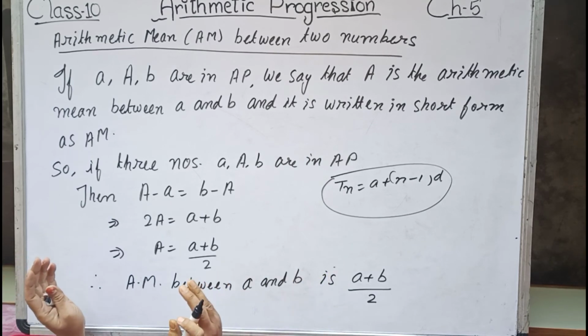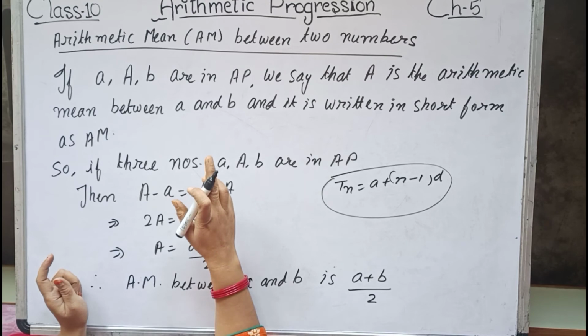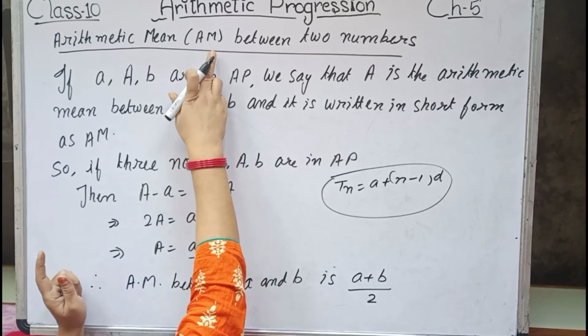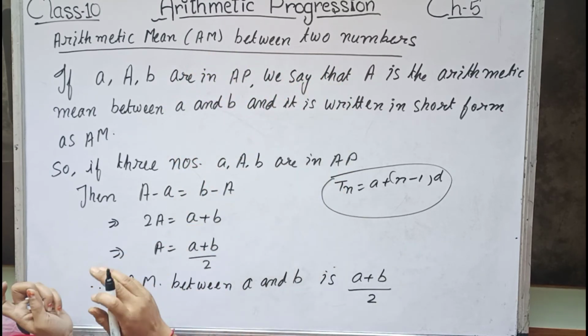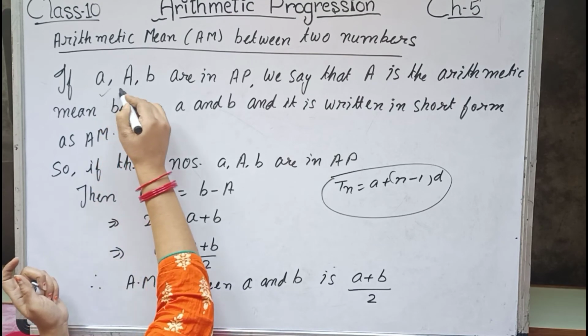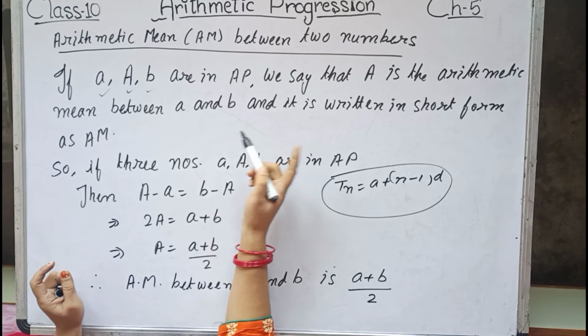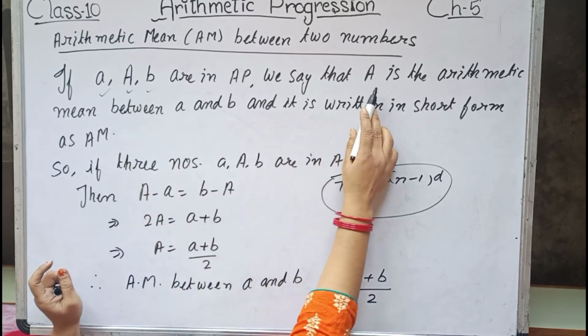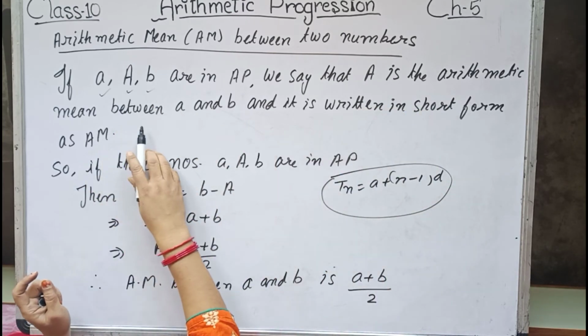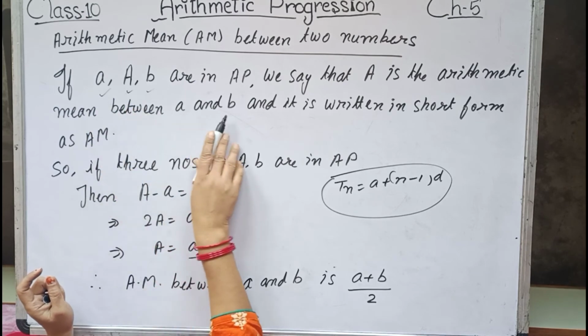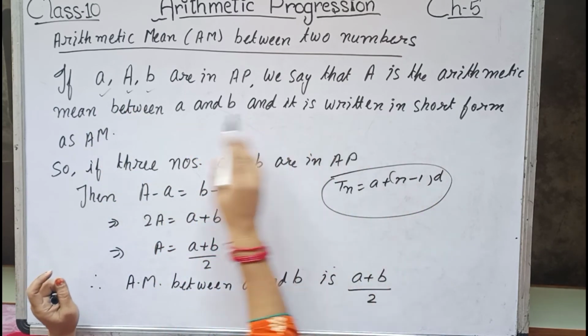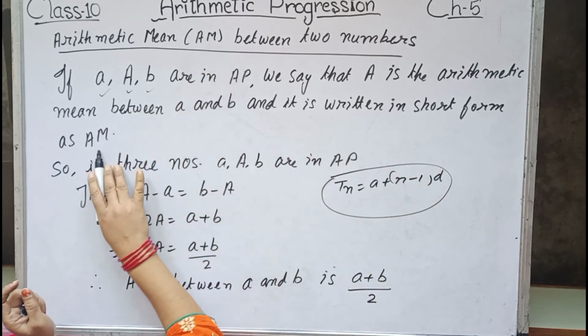So children, let us come to the next topic, that is arithmetic mean, AM in short we write, between two numbers. Now, if three numbers, small a, capital A and small b are in AP, then we say that capital A is the arithmetic mean between the numbers a and b, and it is written in short form as AM.